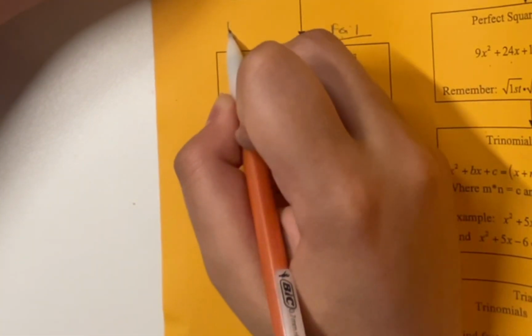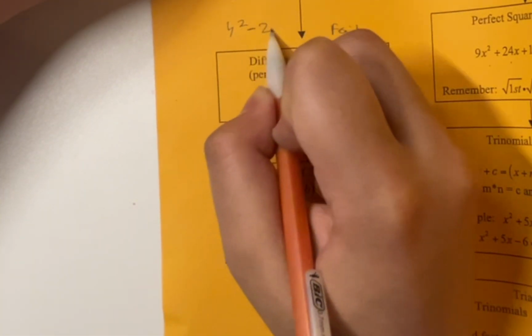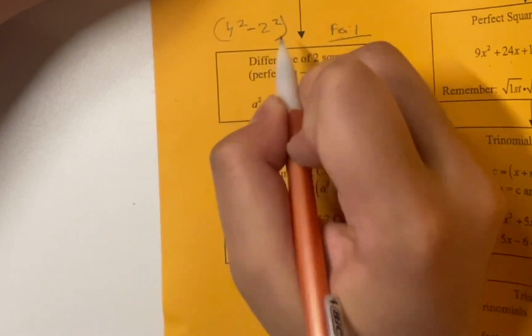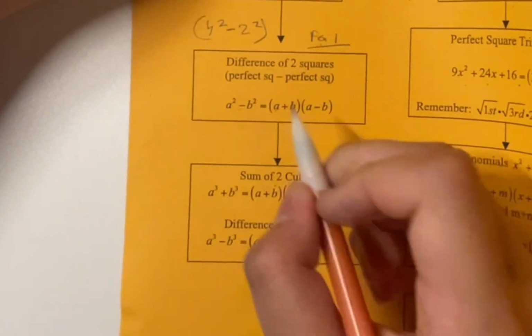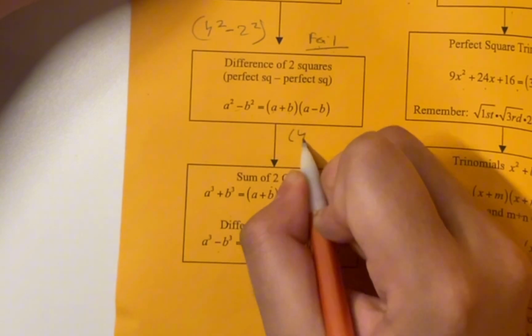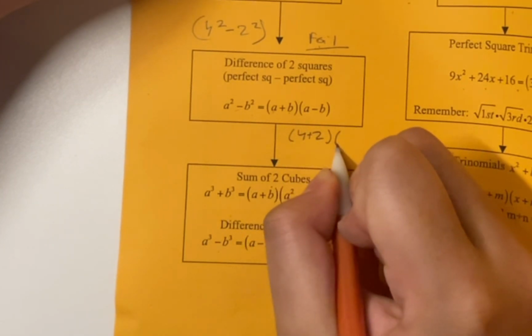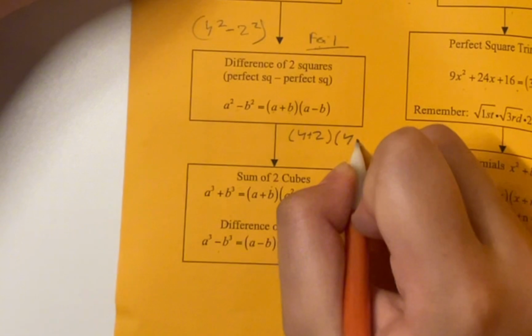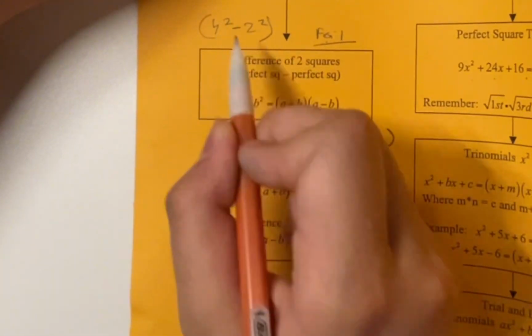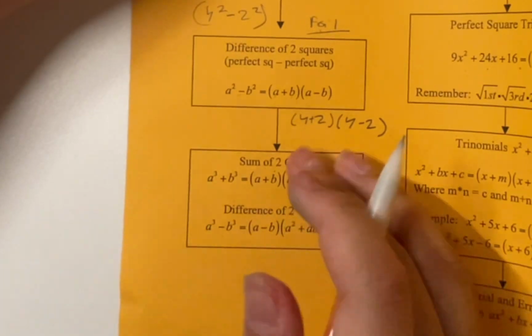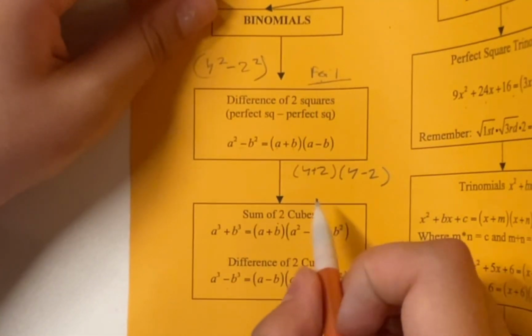So if I had 4 squared minus 2 squared, and I wanted to factor this, I would just write it like this, right? a plus b and a minus b. So it'd be 4 plus 2 and 4 minus 2. Of course, that doesn't have an x variable in it, but that's just with numbers. That would be the basic idea. You're going to have a variable every time, of course.